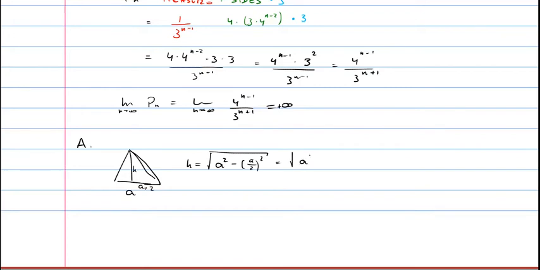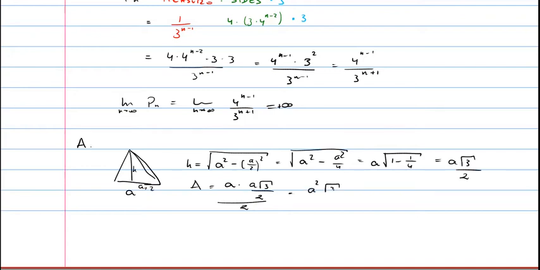This is the square root of a squared minus a squared over 4. Now taking common factor a, we have a times the square root of 1 minus 1 over 4, which equals a square root of 3 divided by 2. So then the area of an equilateral triangle of sides a will be the base times the height divided by 2. This is a squared square root of 3 divided by 4.